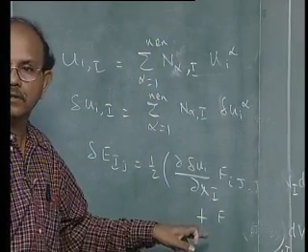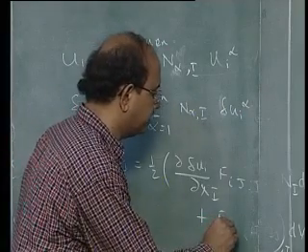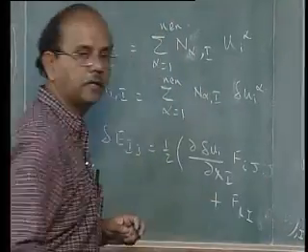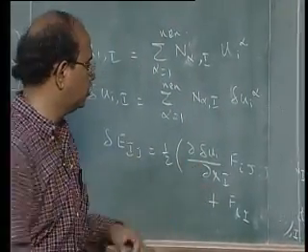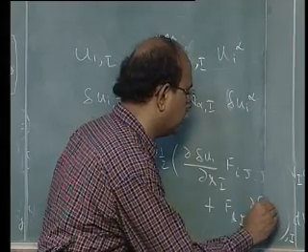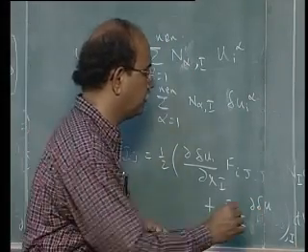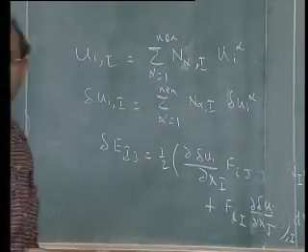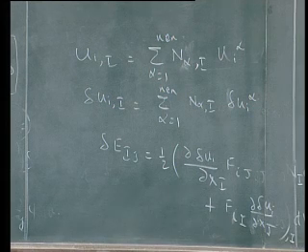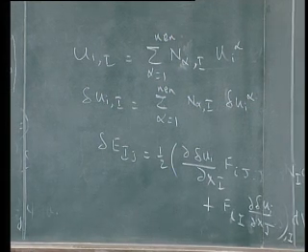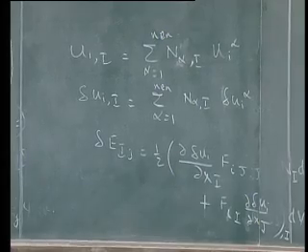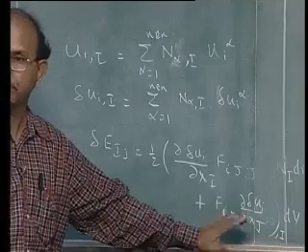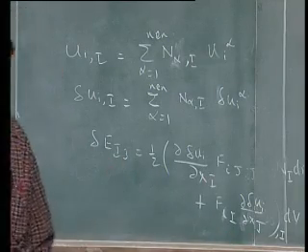So F_i, ∂u/∂x_j... just check the integral notation. Is that right? F_i ∂(δu_i)/∂x_j, right? So this will be δE_ij.